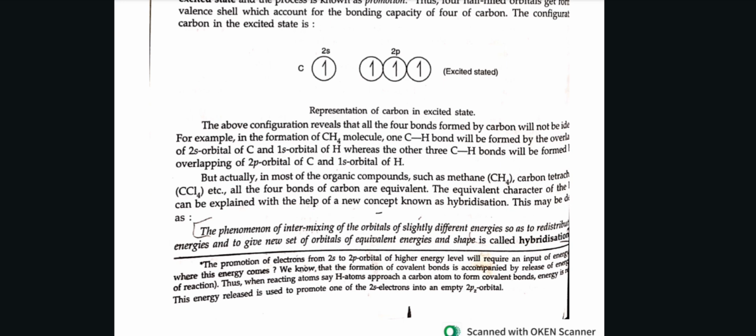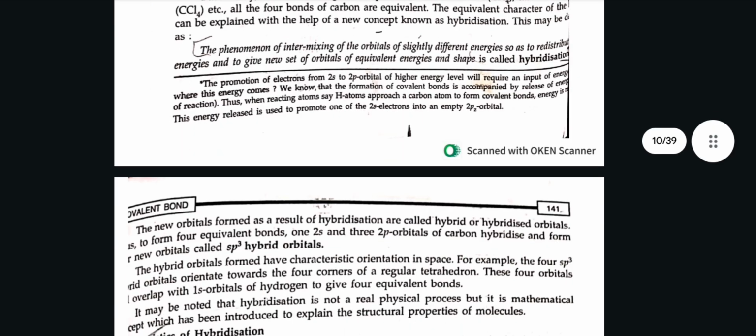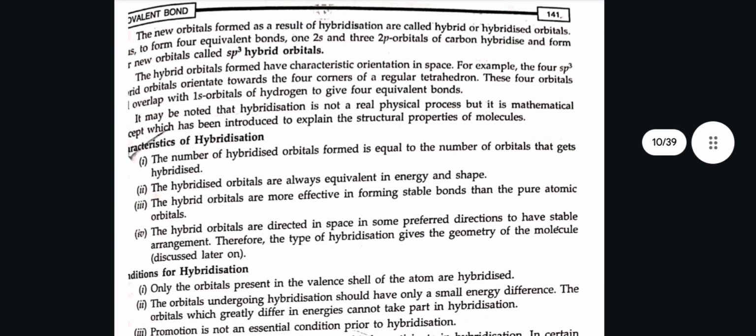The promotion of an electron from 2s to 2p of higher energy level requires an input of energy. Where does this energy come from? We know that the formation of a covalent bond is accompanied by release of energy. Thus, when reacting atoms, say hydrogen atoms, approach a carbon atom to form covalent bonds, energy is released. This energy released is used to promote one of the 2s electrons into an empty 2pz orbital. The new orbitals formed as a result of hybridization are called hybrid or hybridized orbitals.